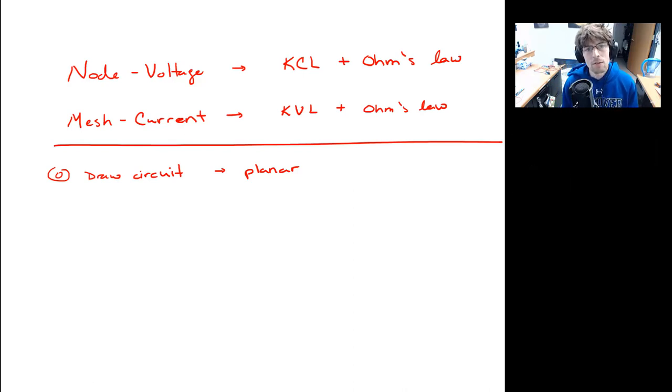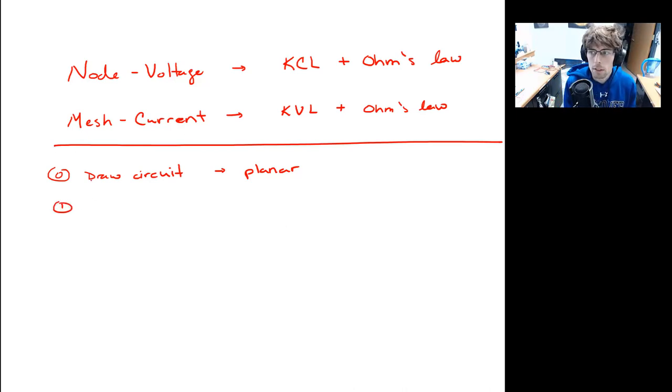The reason for that is that it's not that mesh current doesn't work on non-planar circuits. It's just really hard to identify the meshes. If you're thinking about a three-dimensional circuit, if you can't put it flat on a piece of paper, then it gets a little harder to envision where the meshes are. So it's not that you can't do it, it's that you lose the advantage of time efficiency.